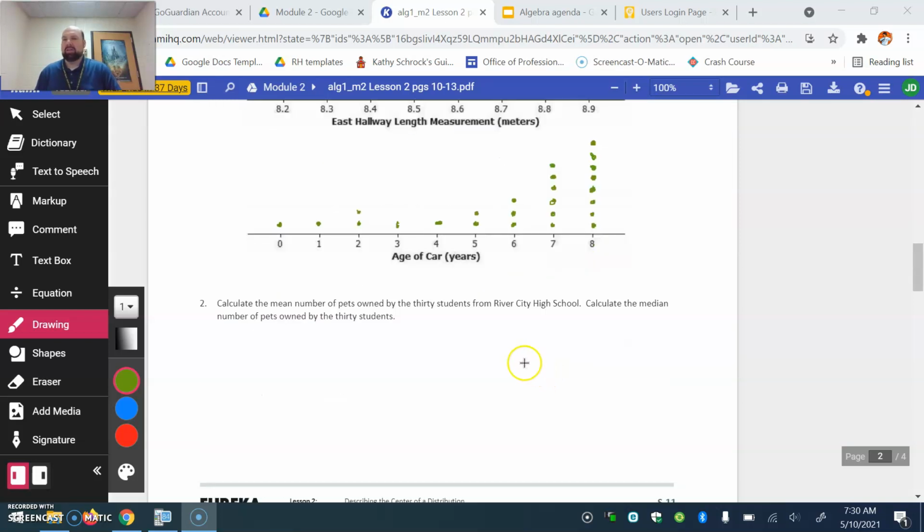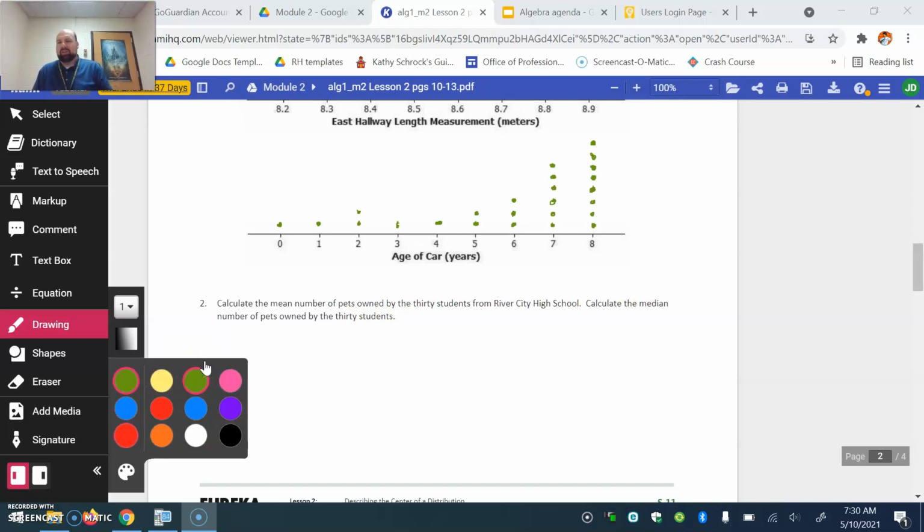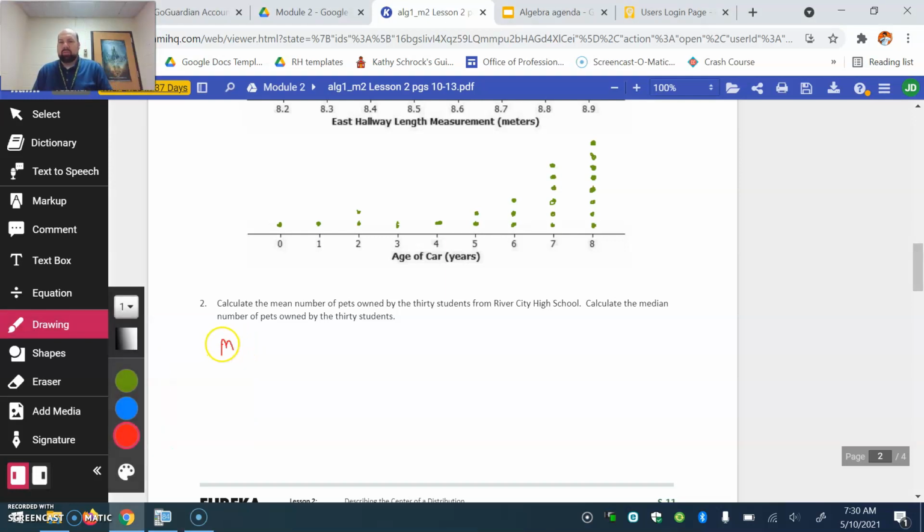All right, so now we're going to answer some questions based on the data. So calculate the mean number of pets owned by 30 students from River City High School. Calculate the median. So median is not really a calculation, by the way. All right, so we're going to do mean equals and median. Median is just finding that middle, okay? Now, when you've got an even number, that means you have to find the middle two numbers and then find their average. Okay, and I'll explain that in a second.